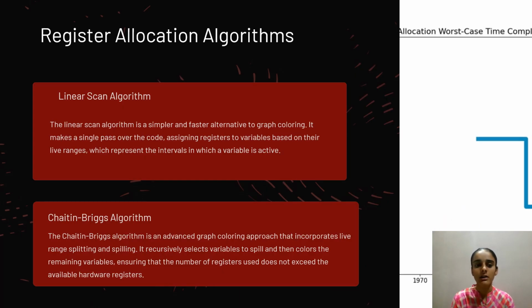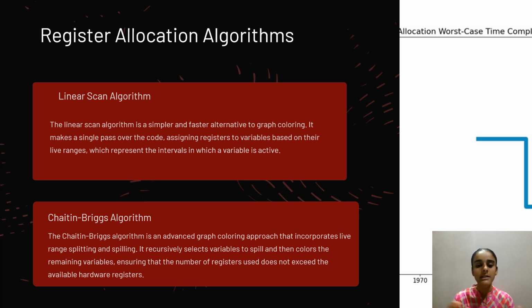Register allocation algorithms. The linear scan algorithm is a simpler and faster alternative to graph coloring. It makes a simple pass over the code, assigning registers to variables based on their live ranges, which represent intervals in which a variable is active.